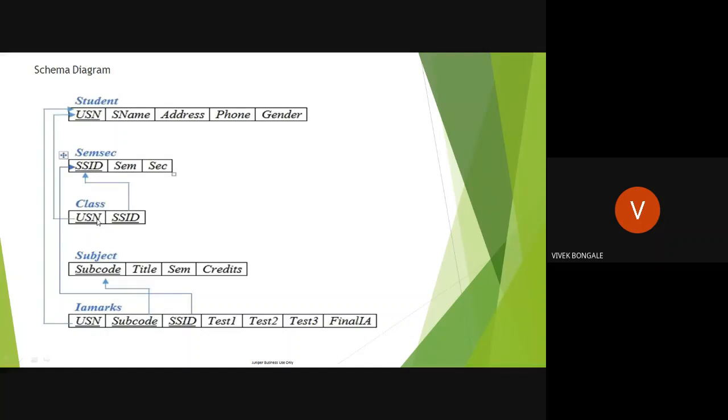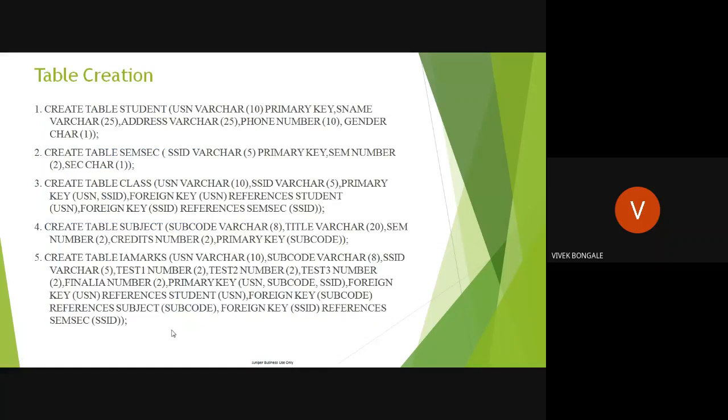So two foreign key commands we have to specify while creating the table class. Right? Subject has only one foreign key command. And when it comes to IM marks, three foreign key commands: one for USN, second for subject code, and third for SSID. Right? This is how we are going to create the tables.